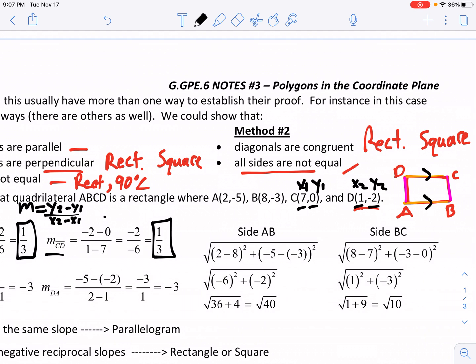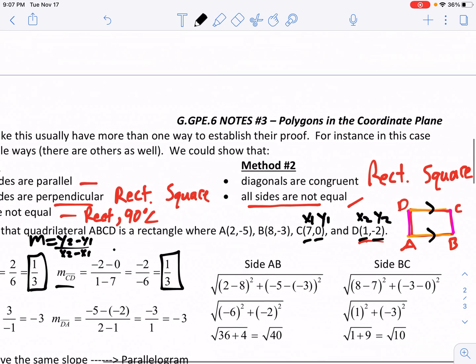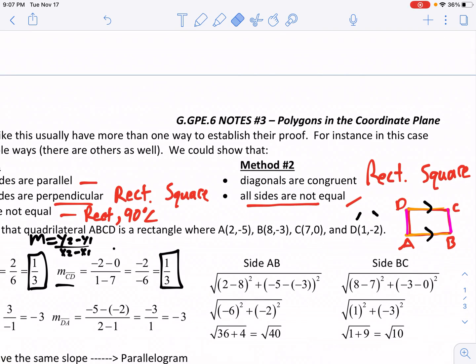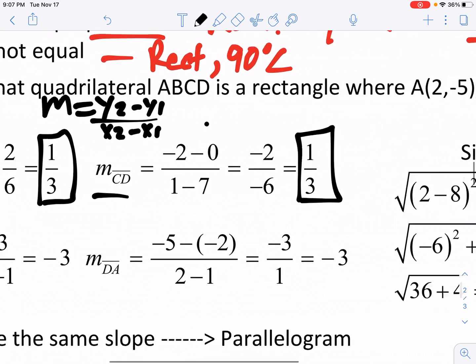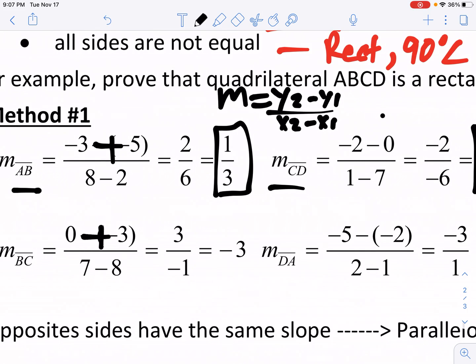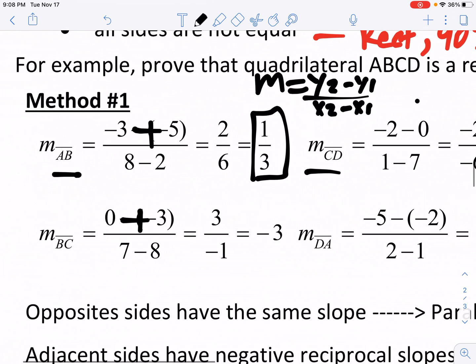Now we also have to do the same thing for BC and DA. So we're going to look at the slope of BC. So again, I'm going to erase this part over here, and we're going to have a new x1, y1, and a new x2, y2. So this is now my x1, y1, and this is now my x2, y2. So we're going to have 0 minus a -3, which turns into addition. And then we're going to have 7 minus 8. So we have 0 plus 3 is 3. 7 minus 8 is -1. 3 divided by -1 gives me -3. So my slope of BC is -3.